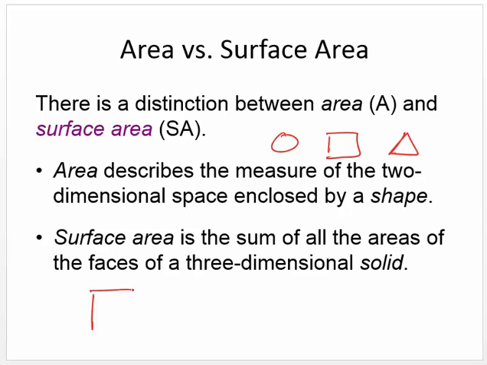Surface area, all right, is the sum of all the areas of the faces of a three-dimensional solid. So if we had a box, we would then be finding the surface area because we'd be taking all six sides. Or if we had, not a sphere, can't think of what this is called. But we would be finding the surface area. We can find the surface area on the sides and then the bottom and the top.